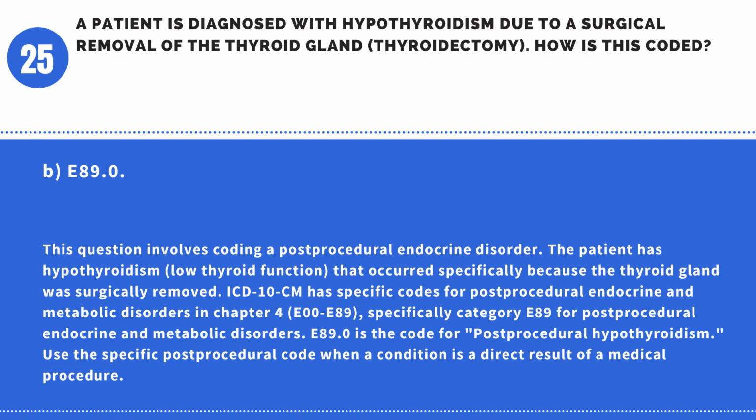Answer B. E89.0. This question involves coding a post-procedural endocrine disorder. The patient has hypothyroidism, low thyroid function, that occurred specifically because the thyroid gland was surgically removed. ICD-10-CM has specific codes for post-procedural endocrine and metabolic disorders in Chapter 4, E00-E89, specifically Category E89 for post-procedural endocrine and metabolic disorders. E89.0 is the code for post-procedural hypothyroidism. Use the specific post-procedural code when a condition is a direct result of a medical procedure.